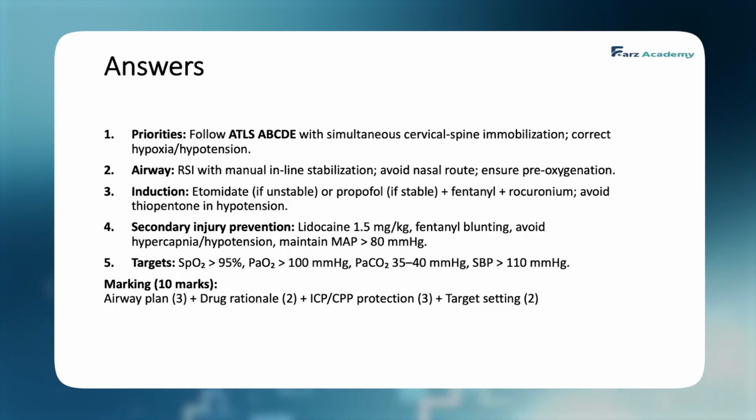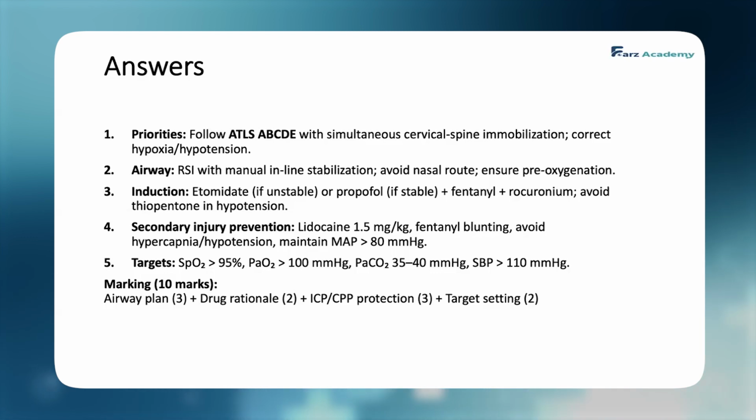Avoid nasal route here. You go for the oropharyngeal intubation and ensure pre-oxygenation, because hypoxia can cause secondary brain damage. Now, induction agent: I have mentioned that etomidate will be the ideal, because etomidate will not cause blood pressure instability, and propofol if stable. So if the blood pressure is unstable, you can go for the etomidate. If blood pressure is stable, then go for the propofol.